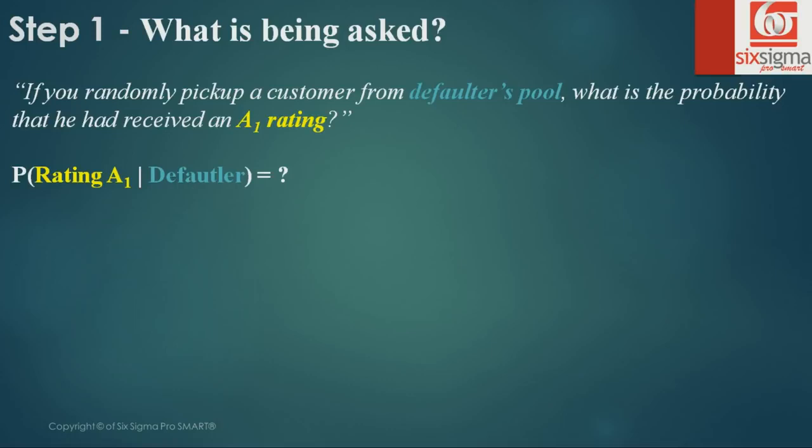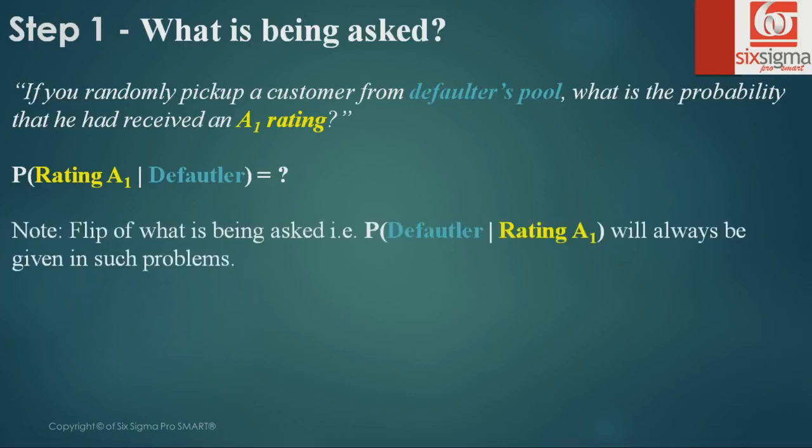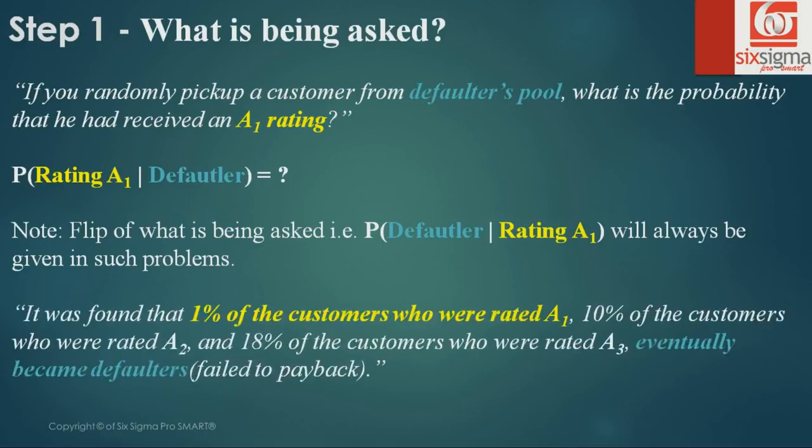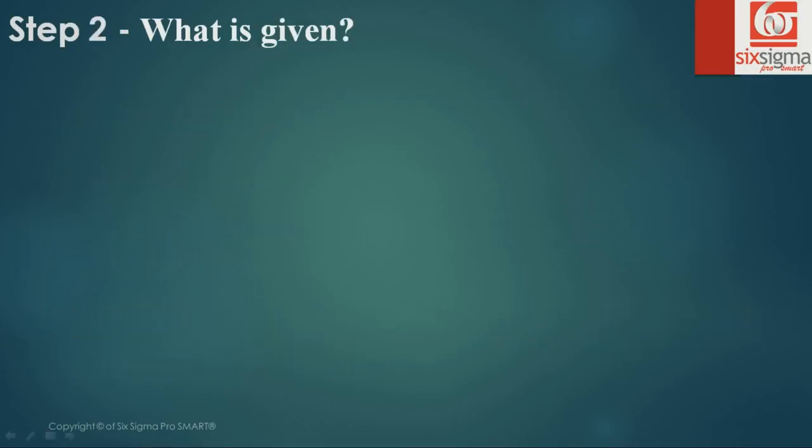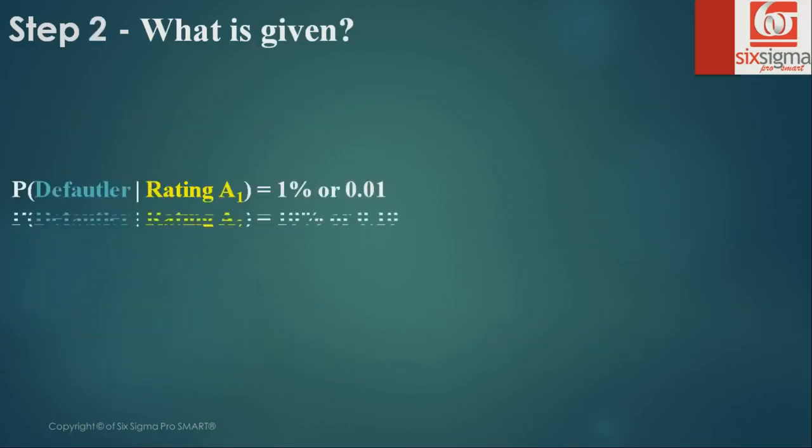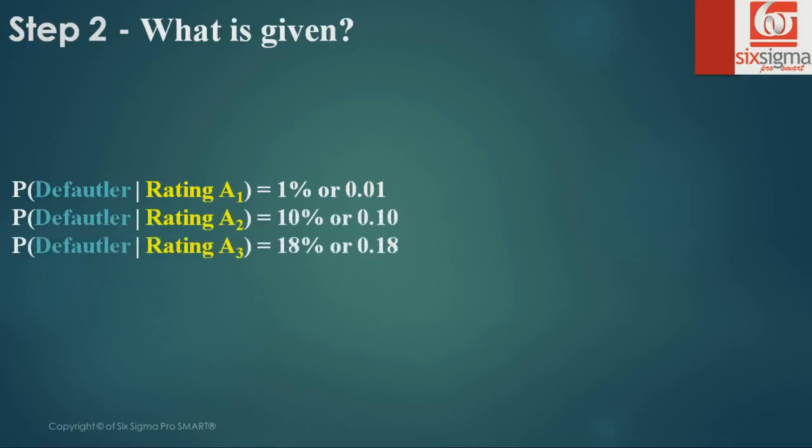Interestingly, the moment you figure out what is being asked, you will find that the problem already contains a flip of it. I mean to say, when I'm being asked A1 given defaulter, defaulter given A1 will always be given in such problems. Let's have a look. If you read the text which is colored here, it says 1% of the customers who were rated A1 eventually became defaulters. Not only that you know it for A1, you also know it for A2 and you also know it for A3. It's clearly stated in the problem.